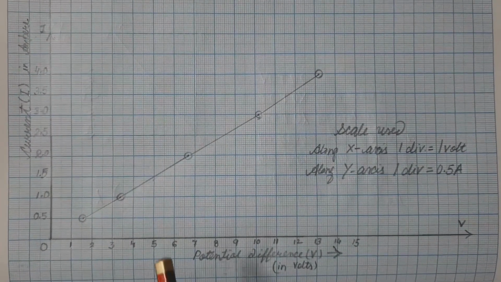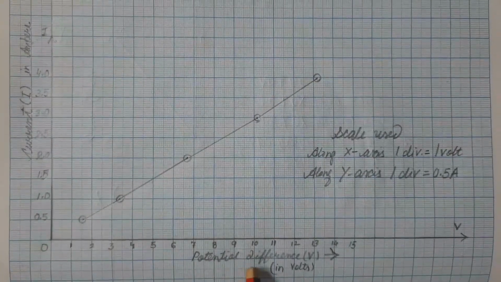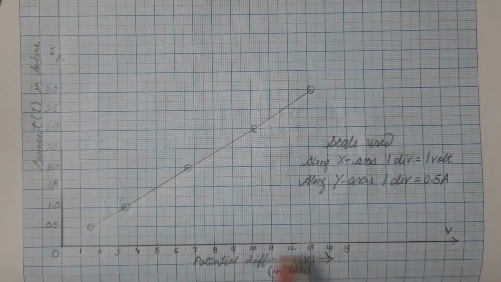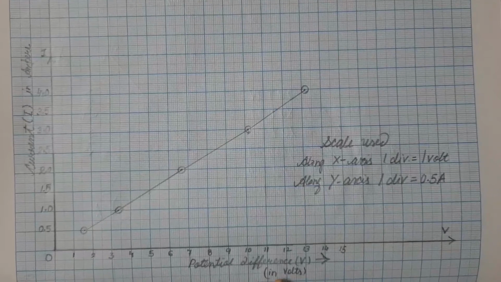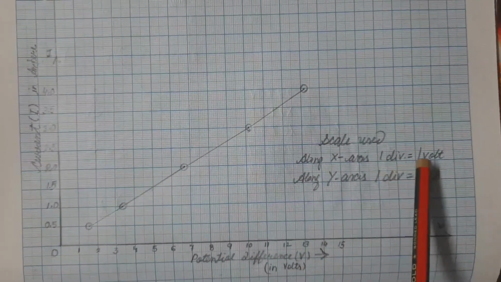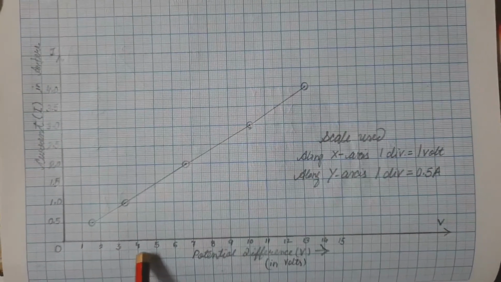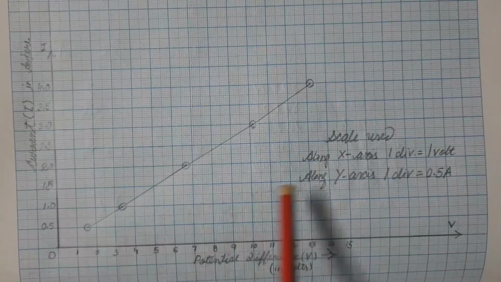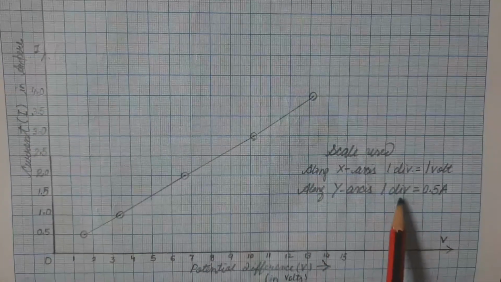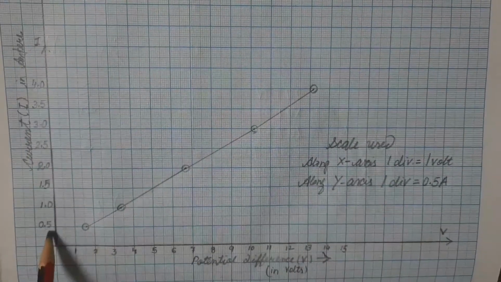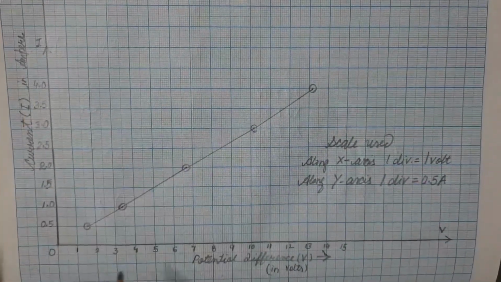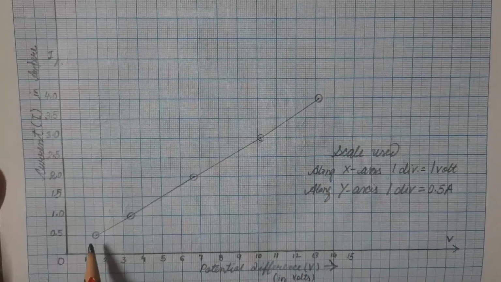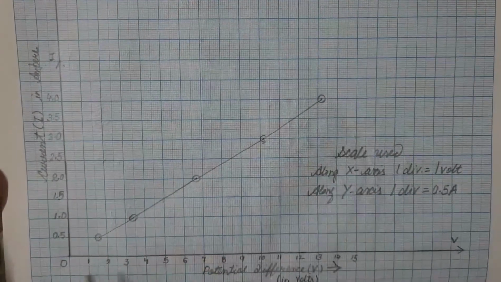According to the question, there are 5 sets of values for the current and potential difference. We have to plot the graph. For that, along x-axis we have taken potential difference in volts. Scale used: 1 division equal to 1 volt, 1, 2, 3, 4 volts, and so on. Along y-axis we have taken current in amperes, scale used 1 division 0.5 ampere, 0.5, 1, 1.5, and so on. According to the given 5 sets of values, we can plot the graph likewise, and we have to draw the line.